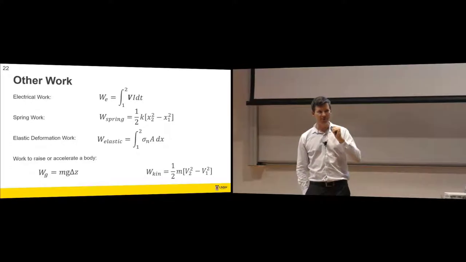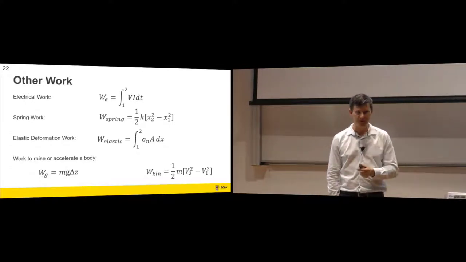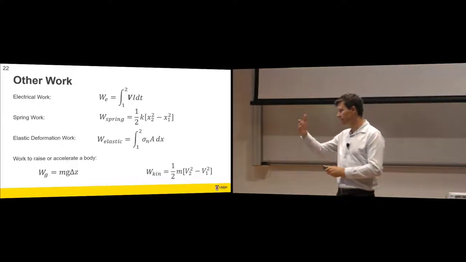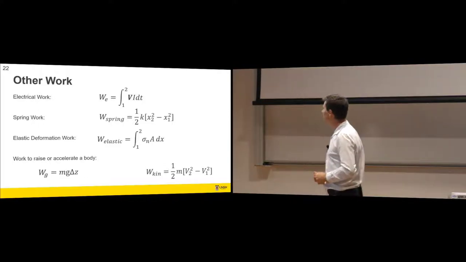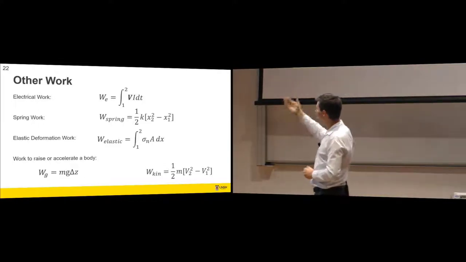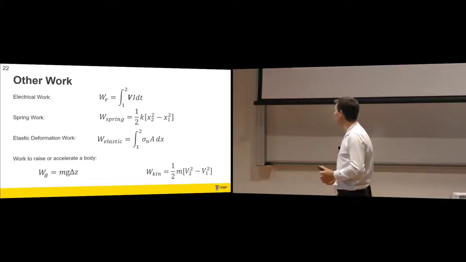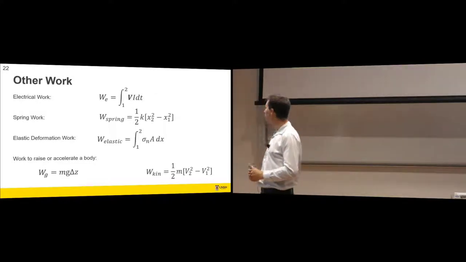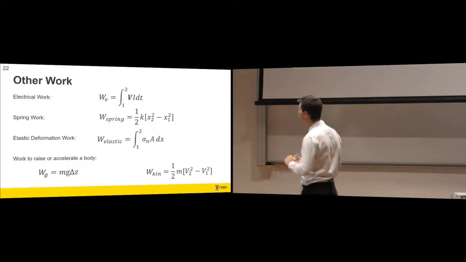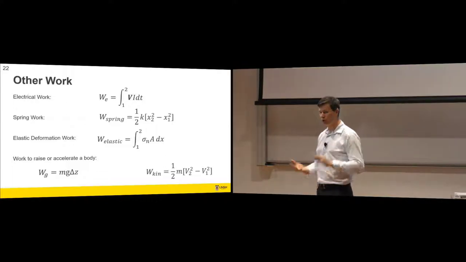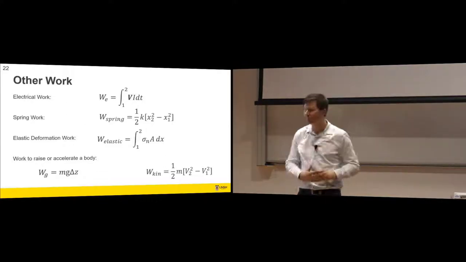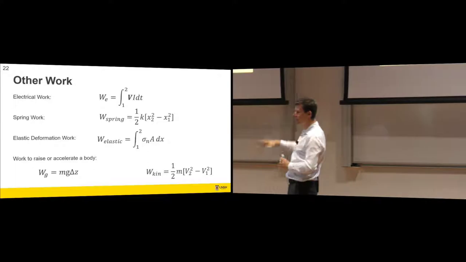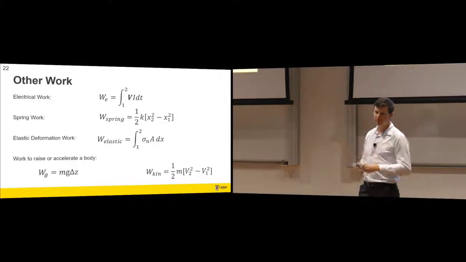Other work that we might talk about is electrical work. If you're willing to accept it, you are forcing electrons past their tendency to stay still. The integral of voltage times current over time, right? So power equals VI, and the total work would be the integral of that over time. We would talk about spring work. If you're compressing a spring, you're doing work on that spring to compress it. Elastic deformation is the same sort of thing. This is just a solid steel bar or elastic energy.